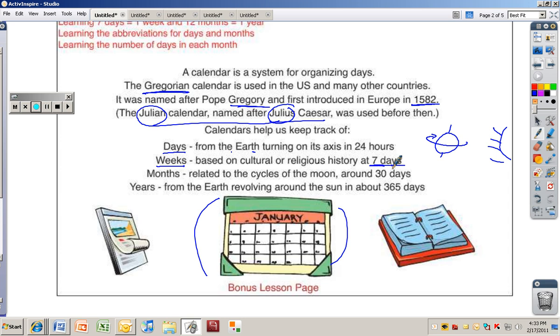Months are related to the cycles of the moon, around 30 days. Each month is approximately 30 days, not exactly. Of course, most of them are going to be 31 or 30, and then we have the 1 month, February, that's 28 or sometimes 29. And then the calendar is also used for keeping track of years, from the Earth revolving around the sun in about 365 days. The way that works, here's the sun. The Earth out here is going to travel around the sun in 1 year, 365 days.